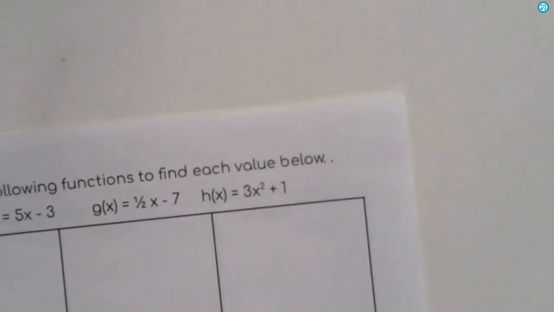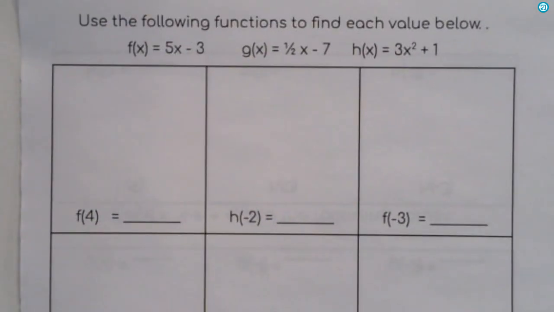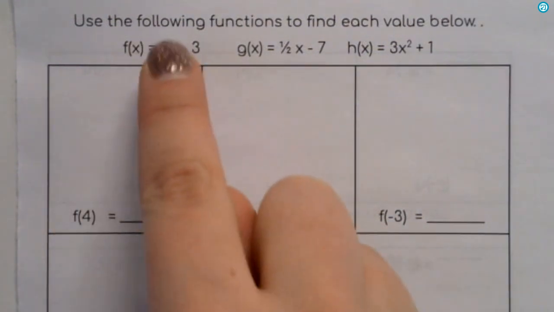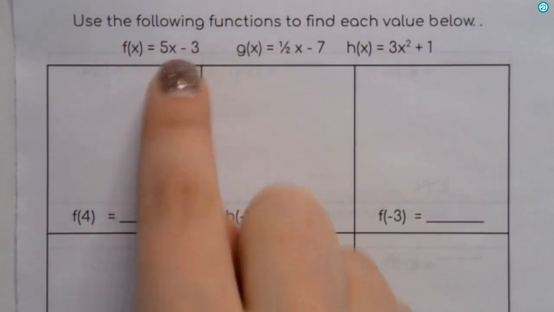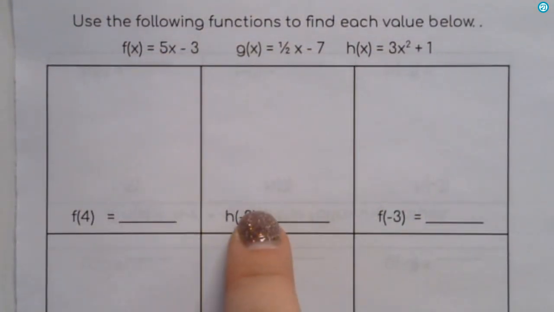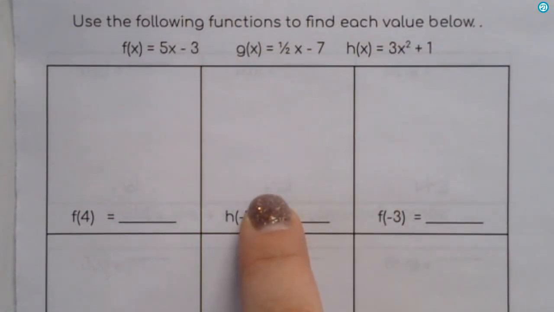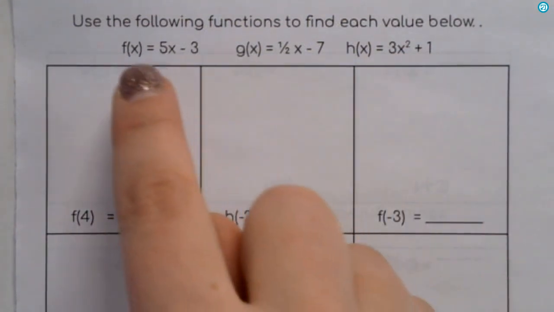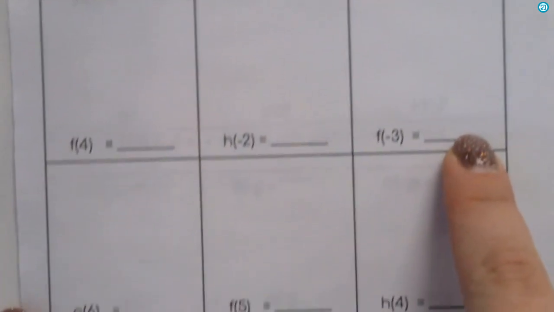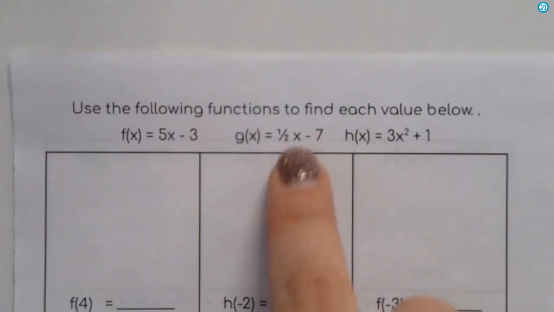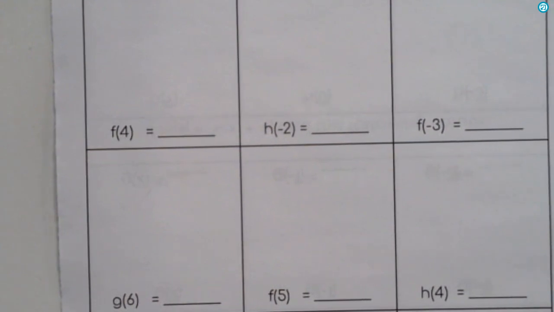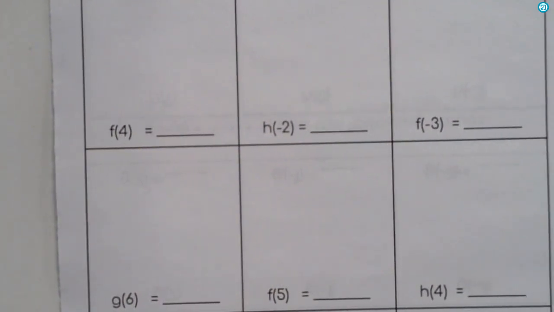On the back side, it's all mixed up because we want you guys to practice using that function notation and finding the function you're supposed to be using. So if it says f of 4, you use the f of x function, plug in 4. Then h of negative 2, we need to use the h of x function, plug in negative 2. And then f of negative 3, we use f of x again. And then there's a g finally, we use g. That makes sense? So use the function that's being named.